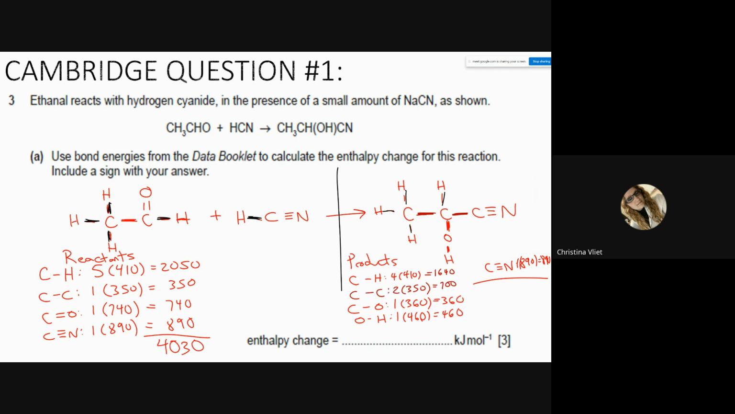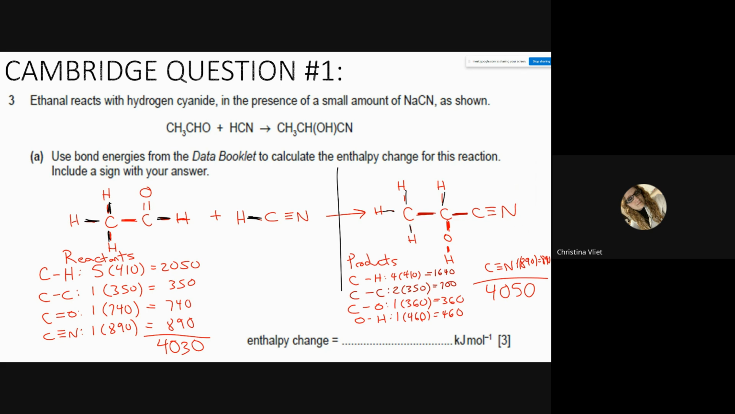Do you get 450? Yes. I get 4050. Always double check your own math when doing this. Like, there's a lot of numbers going in the calculator, mistakes can get made.